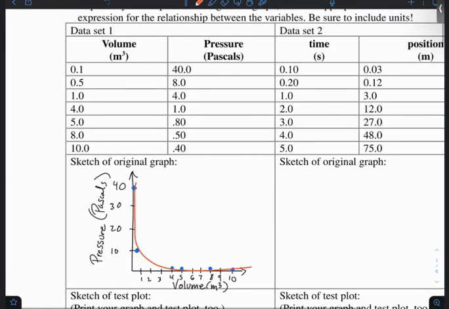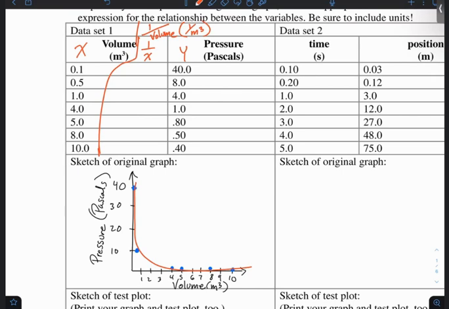So this is my x and this is my y. This says I need to do 1 over x, so I'm going to write 1 over x. And whatever I do to my data, I also have to do to my variable and my unit. So if it was volume before, now my variable is going to be 1 over volume, and it's going to have units of 1 over meters cubed.